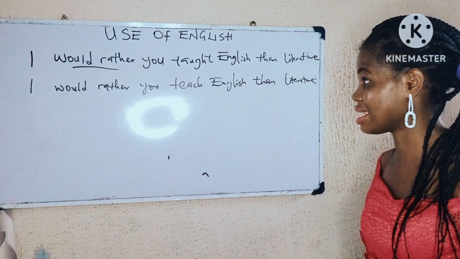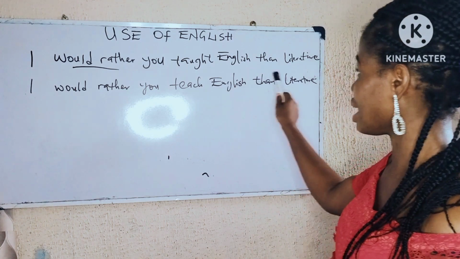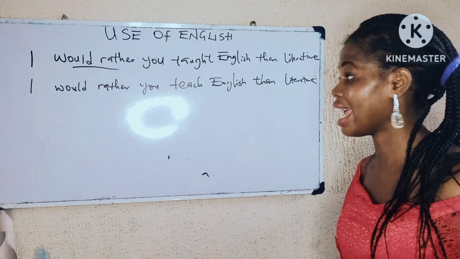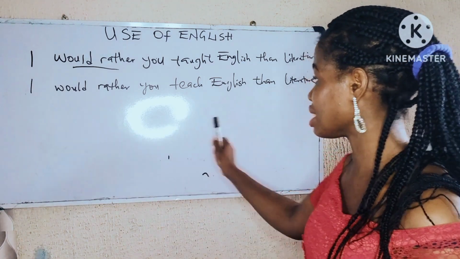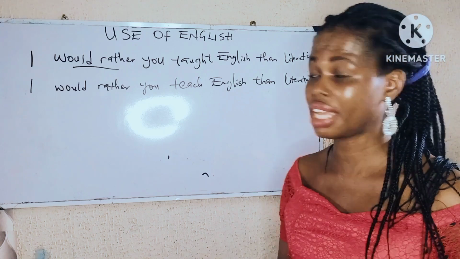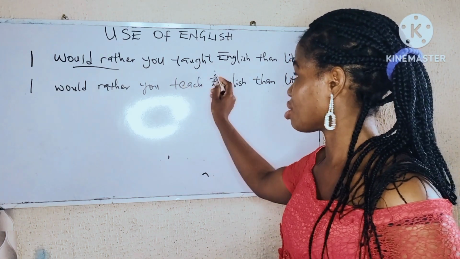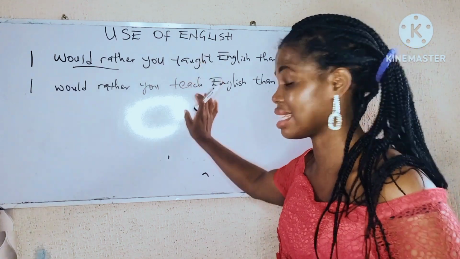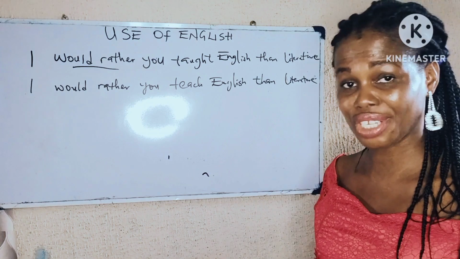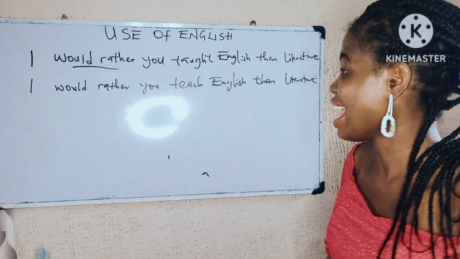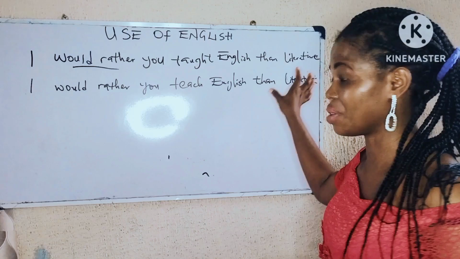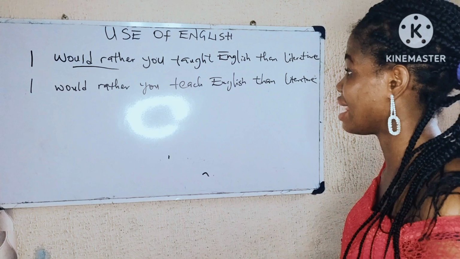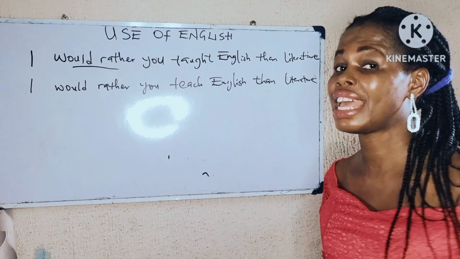Now I have two sentences here. We have: I would rather you taught English than literature. And the second sentence: I would rather you teach English than literature. In the first sentence I have taught, and in the second sentence I have teach. This is past tense and this is present tense. Now, which of these sentences is correct? The correct expression is the first one: I would rather you taught English than literature, and not I would rather you teach English than literature.